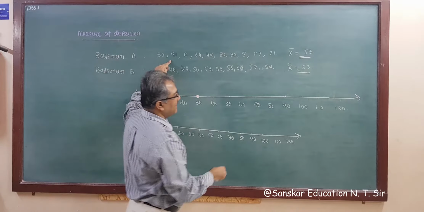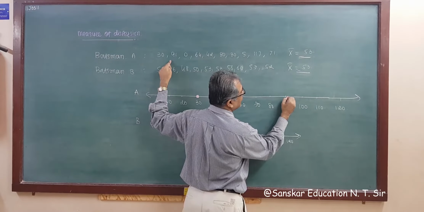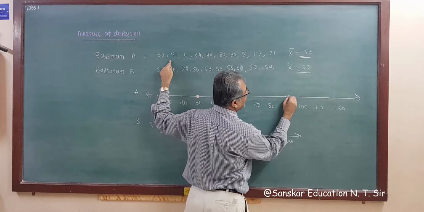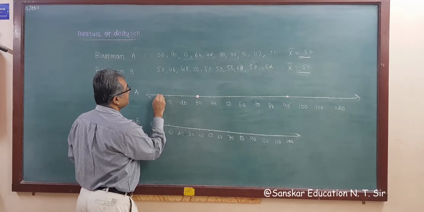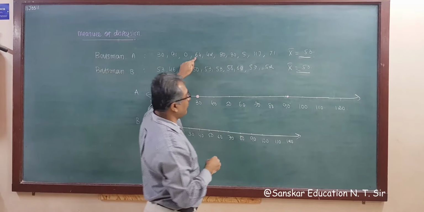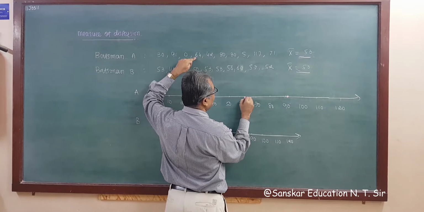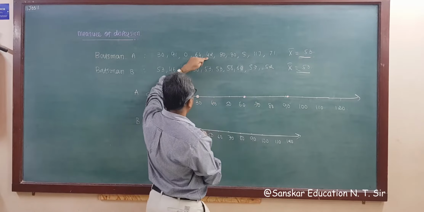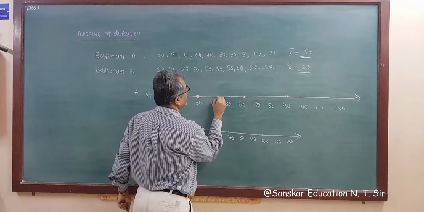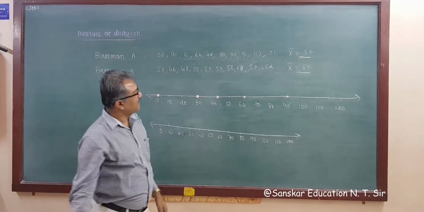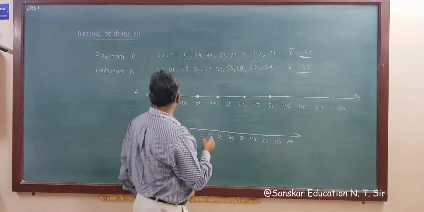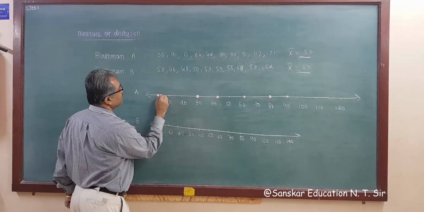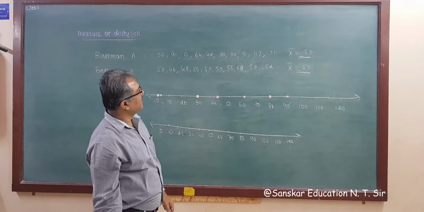Then 91 comes after 90, so somewhere here, this is your 90. Then 0 is here, this is your observation. Then 64 is somewhere here, so this is 64. 42 is here, so this is 42, right? Then 80, so this is 80. Then 5 is somewhere here, so this is 5, right?